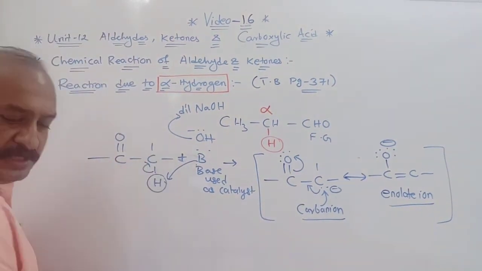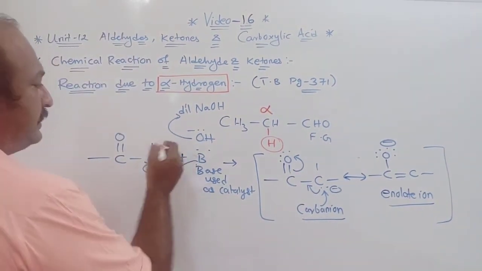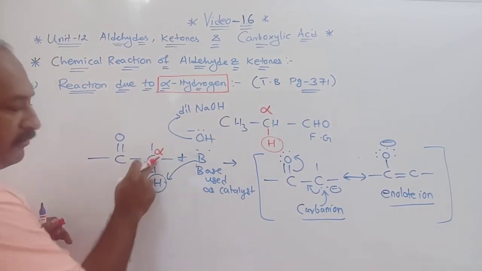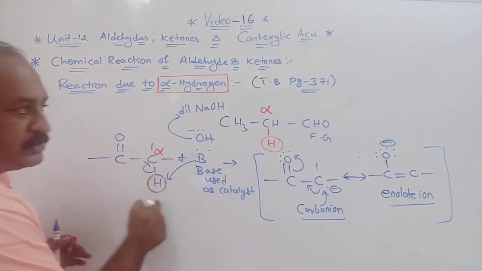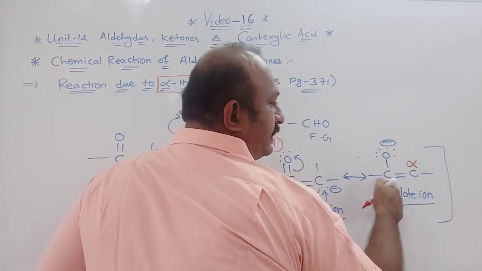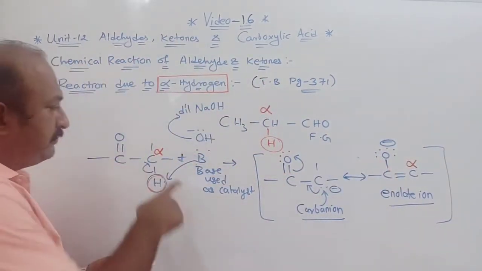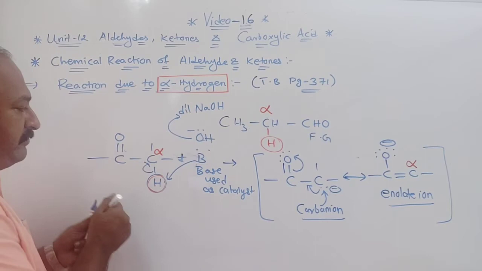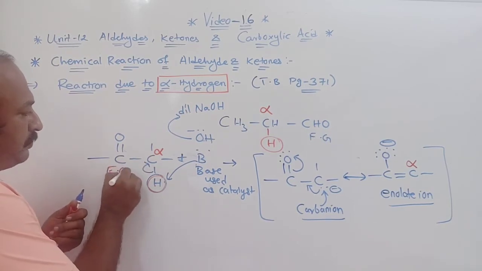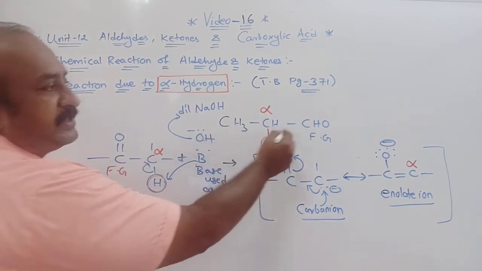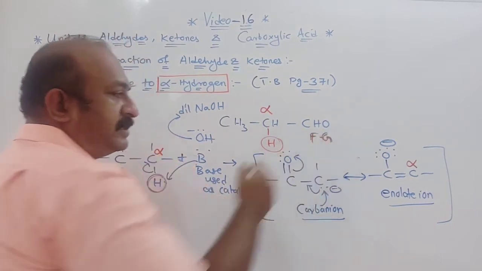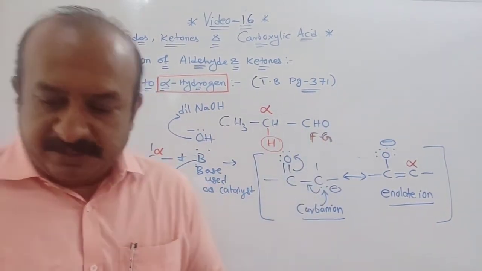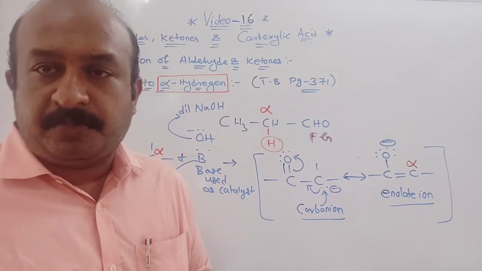Here, this one is your alpha carbon, from where the hydrogen was removed. Understood? This is your alpha carbon, and it is the carbon next to the functional group carbon. Which carbon is this? Functional group carbon, and this is the alpha carbon. Understood? So this is the mechanism being explained. Now we will go through the example for this.